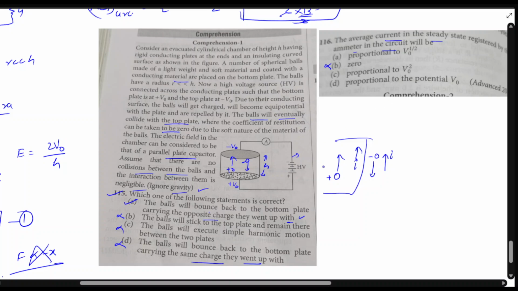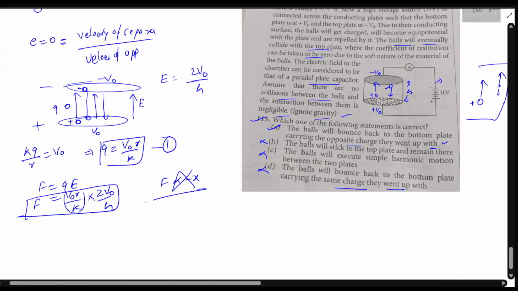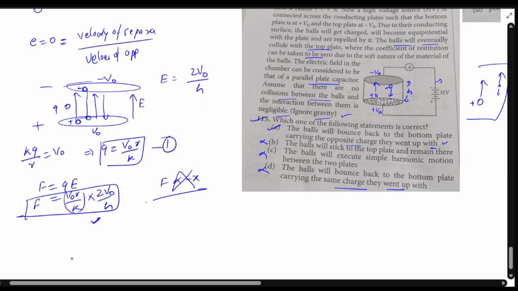Now we have to check. So let's find this current. Okay, so we have charge Q is V naught R by K. So how will we find this? So look, this is H and we have the force. So force is how much? So it is 2R V naught square upon KH. Okay, so K will be 1 upon 4 pi epsilon naught, right?